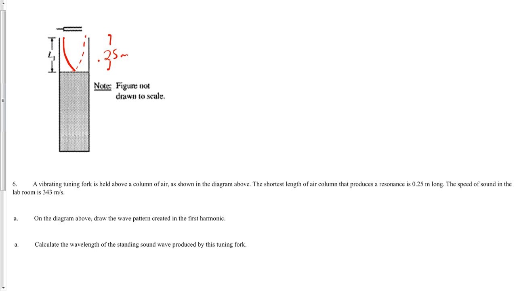How much of a wave does that represent? It represents a quarter of a wave. So 1/4 of a wavelength equals the length of the tube. In this case, 0.25 meters.